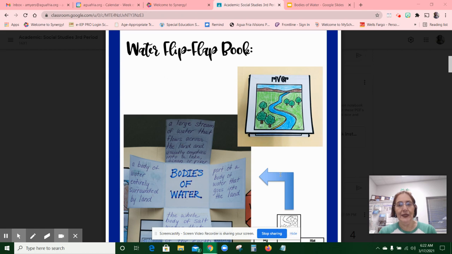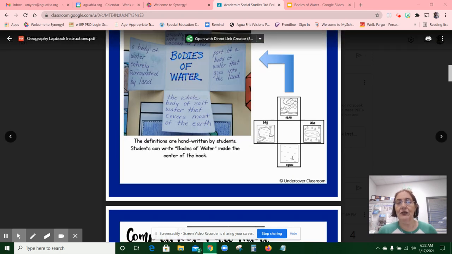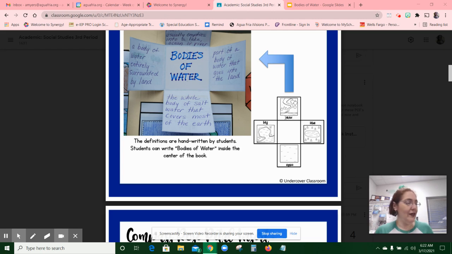All right, so today I am going to show you the last thing that you're going to be putting into your geography interactive notebook, and that is bodies of water. Okay, so bodies of water, you have the cutout for it. So the cutout will look like this in your cutout page.